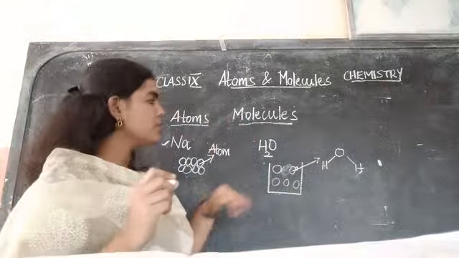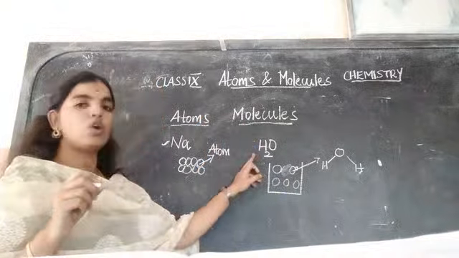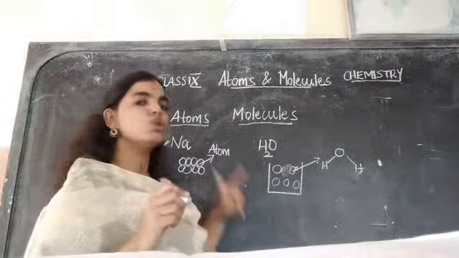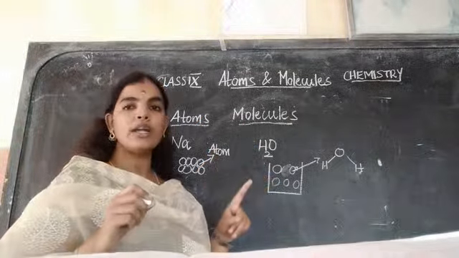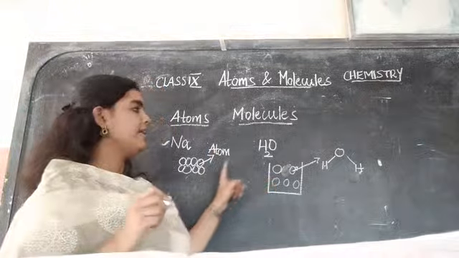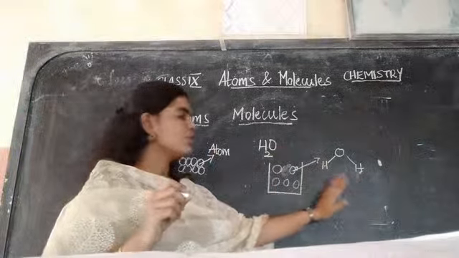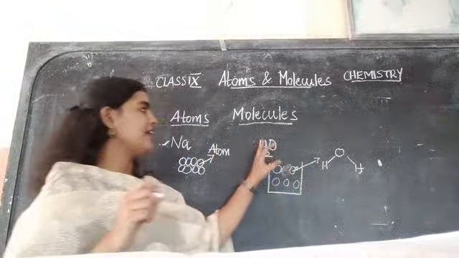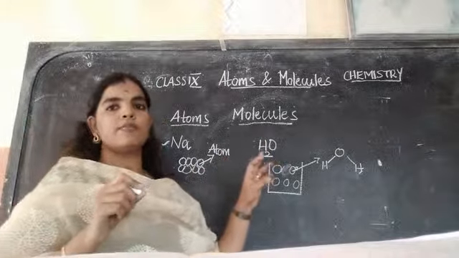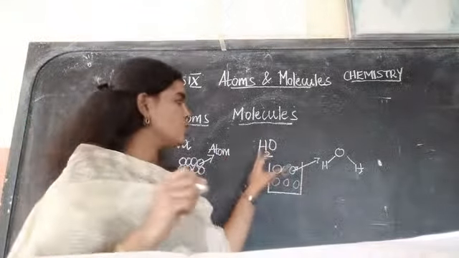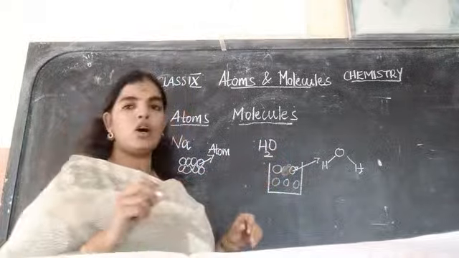And the atoms are combined in definite proportion to form molecules. What do you mean by definite proportion? We can take the example of water itself. In water, two hydrogen atoms and one oxygen atom combine to form a water molecule. So the number of atoms for water is fixed, that is 2 hydrogen and 1 oxygen.